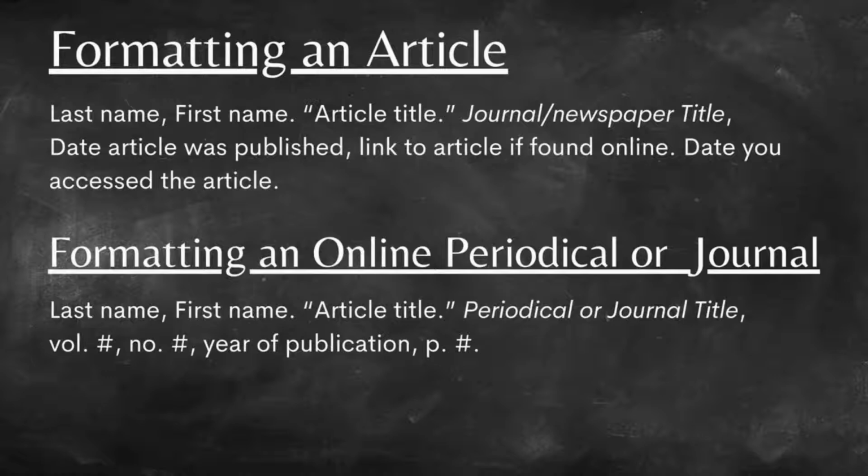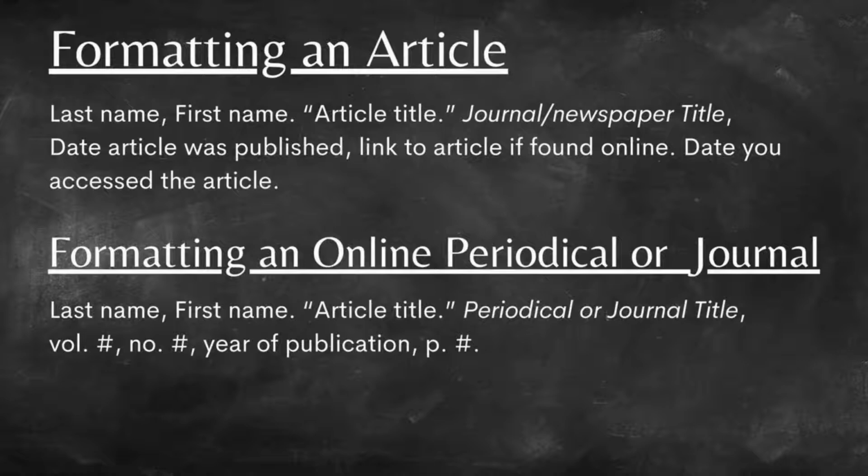Now, when you're formatting an article or an online periodical, those are also a little bit different. So we're going to go through those together. You would do your last name, comma, first name. The article title would be in quotation marks. Also notice all of the punctuation that I'm using in these slides is the punctuation that you should also have for your authors. So wherever there's a comma, period, quotation, all of that. So article title, and then the journal or newspaper title would be italicized. And then you would give the date that the article was published, again, using that day, month, and year formatting.